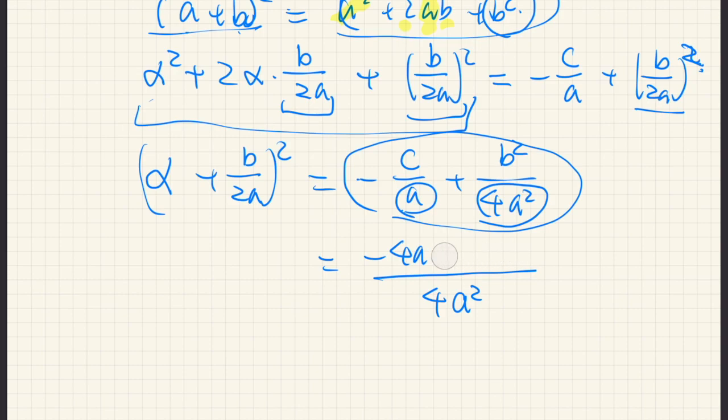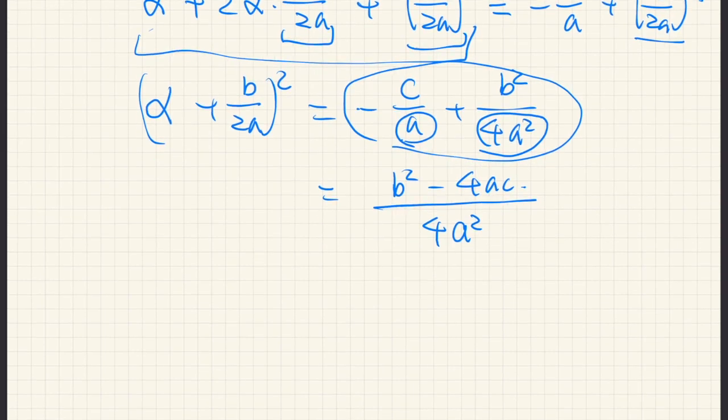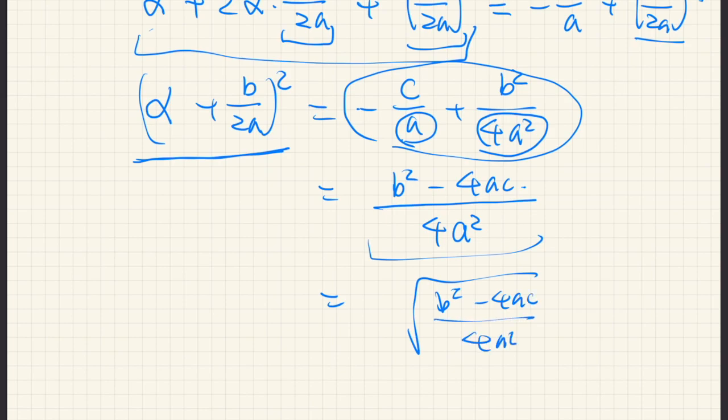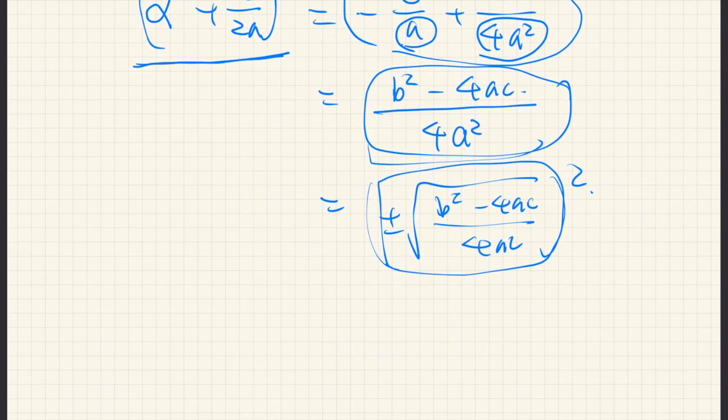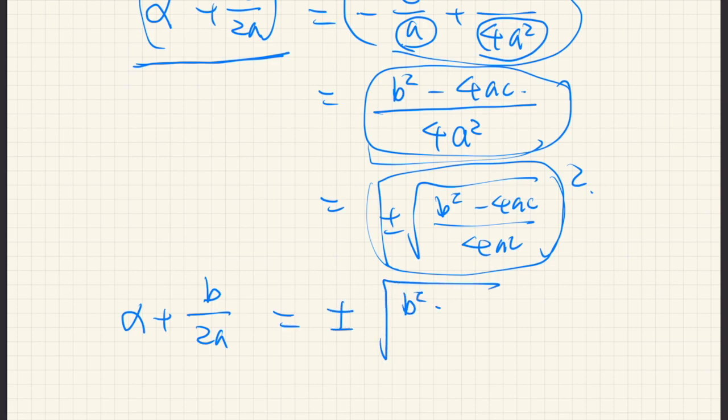Okay, let's swap the order here: b squared minus 4ac here. Now we have a square, so let's complete the square. That means the square root of this, 4a squared, plus or minus actually, because the sign will disappear if we square it. So if we square this thing, we have this. Therefore, if we take the square root of both sides, we have alpha plus b over 2a equals plus or minus the square root of b squared minus 4ac over 4a squared.